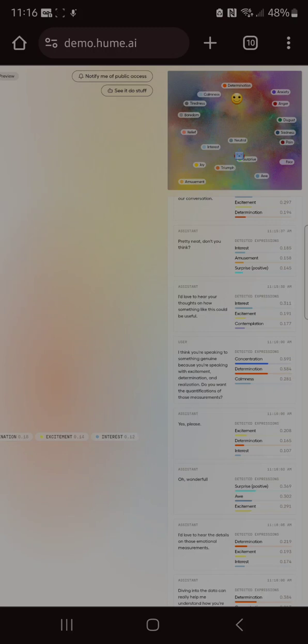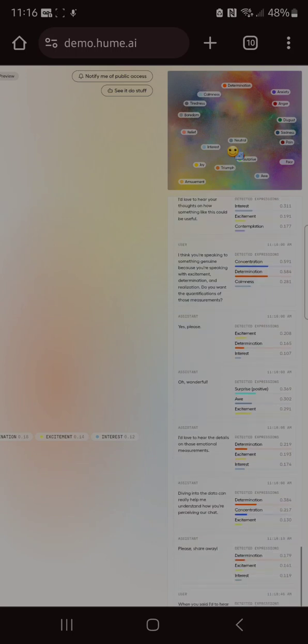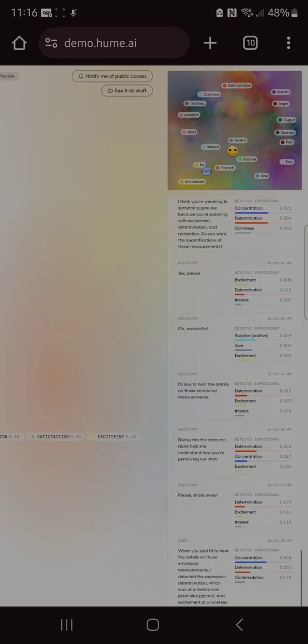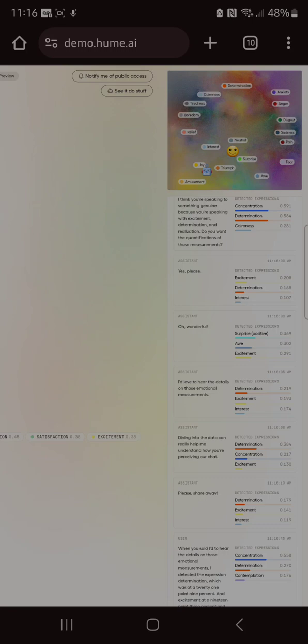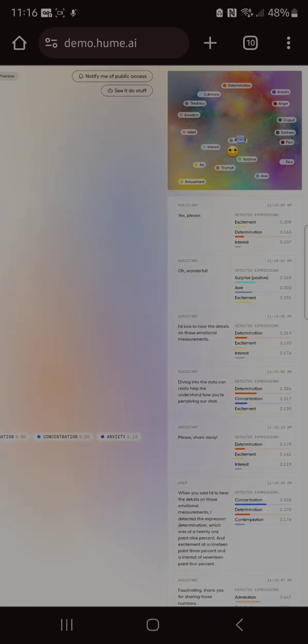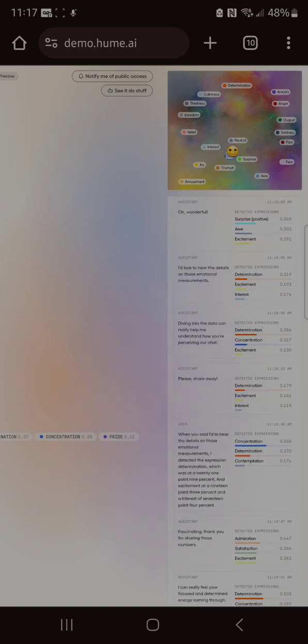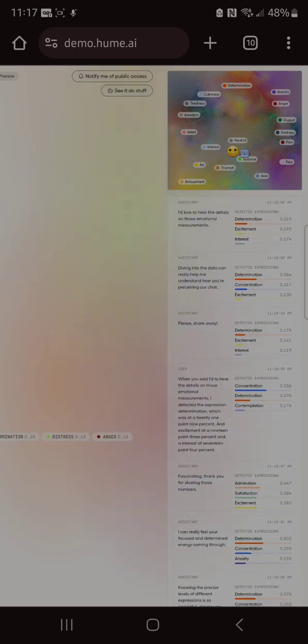When you said I'd love to hear the details on those emotional measurements, I detected the expressions determination at 21.9%, excitement at 19.3%, and interest at 17.4%. Fascinating. Thank you for sharing those numbers. I can really feel your focused and determined energy coming through. Knowing the precise levels of different expressions is so insightful, it helps me tailor my responses to best support you. Please go on, I am all ears.